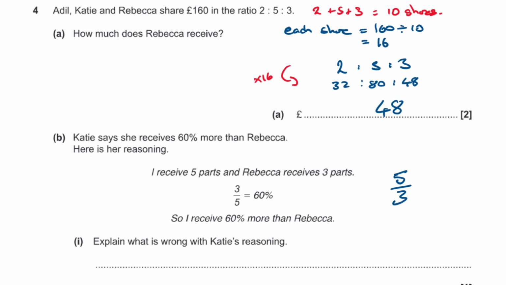So 5/3 is 3/3 and an extra 2/3. So she's actually received an extra 2/3 on top of what Rebecca has received. And 2/3, as a percentage, is going to be 1.66 recurring, or 166 recurring, 167%. So she's actually received an extra 67%, not an extra 60%. So what is wrong with her reasoning? Well, I suppose we could say she's got the fraction upside down.